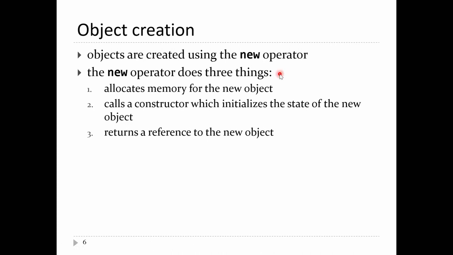It actually does three things. An object occupies memory, so new allocates memory for the object. Now, every object has state, it has values for its variables. So the new operator calls what's called a constructor for the object. That constructor initializes the state of the new object, so it sets the values of all the variables for the object. And then finally, it returns a reference to the newly allocated object.